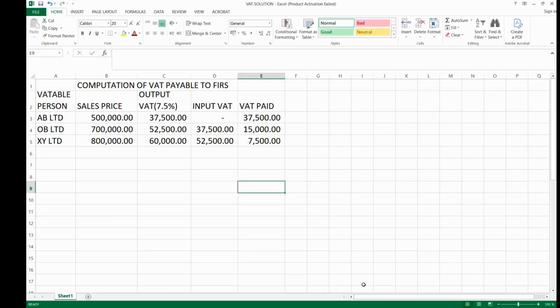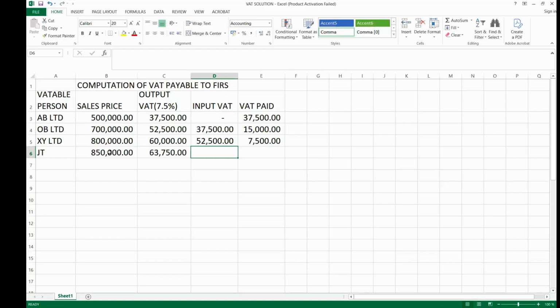7,500. Then in this same transaction, JT Limited, instead of using it, now sold it to the final consumer at 850,000. So JT is also going to collect output VAT, selling to the final consumer and charging VAT at 7.5%, which is 63,750.